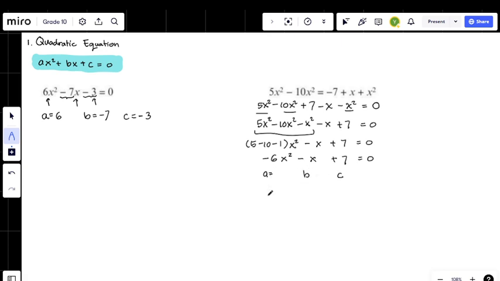So the a, since the 6 here has a negative in front of it, I will write it as negative 6. As for the b, no number means it's a 1. Ya, kalau nggak ada angkanya berarti boleh dianggap 1. So it's negative 1. As for the c is 7.